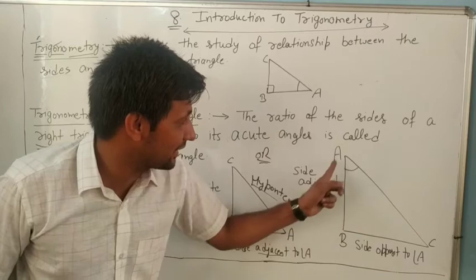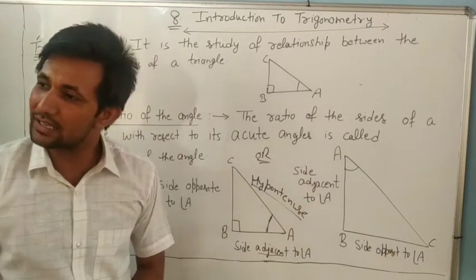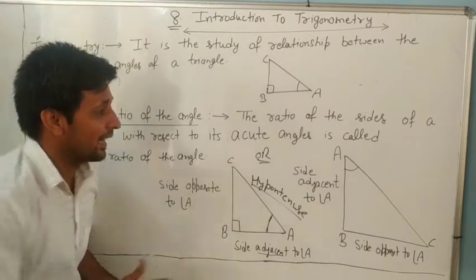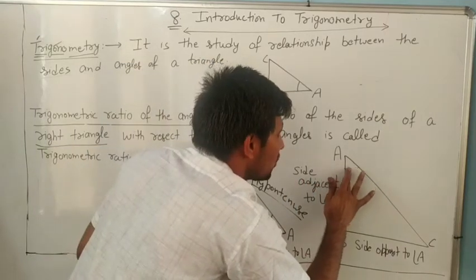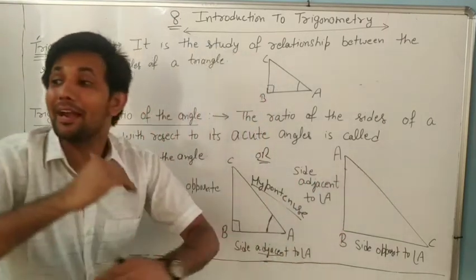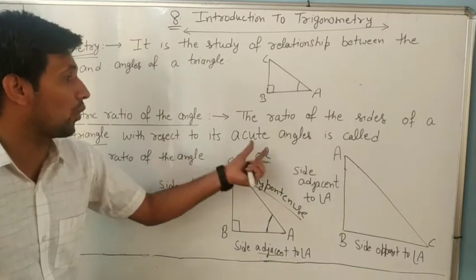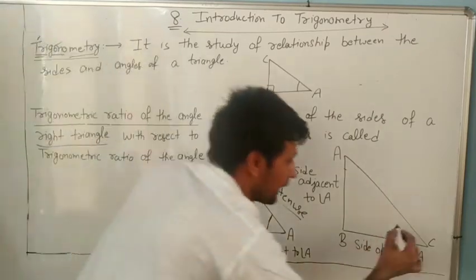And side adjacent to angle A. Understand, dear? Maybe we can write it like this also, not only with respect to one angle. You can write angle C here.